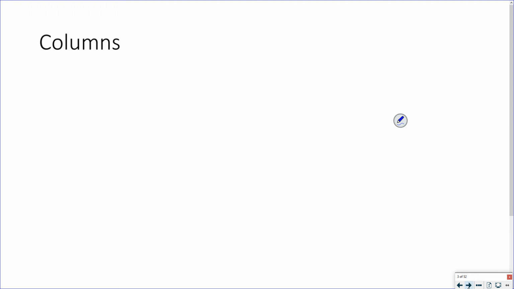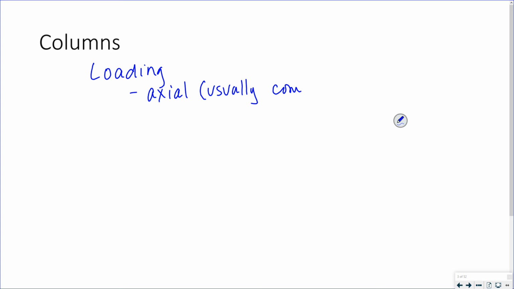So columns, like I said, if we're talking about the loading of a column, columns generally have two loadings. One, axial compression, usually compression, I'd say. That's their main loading, but then they can also have bending or flexure.